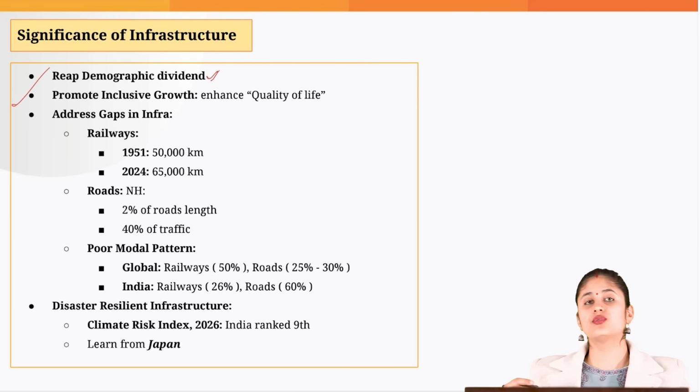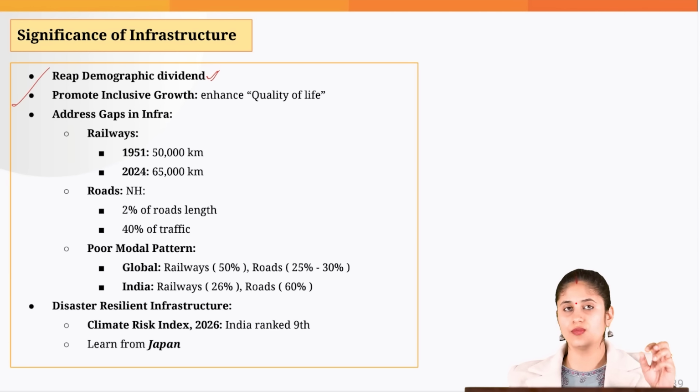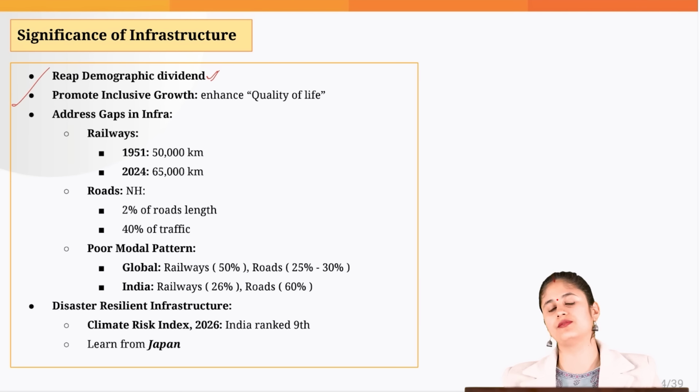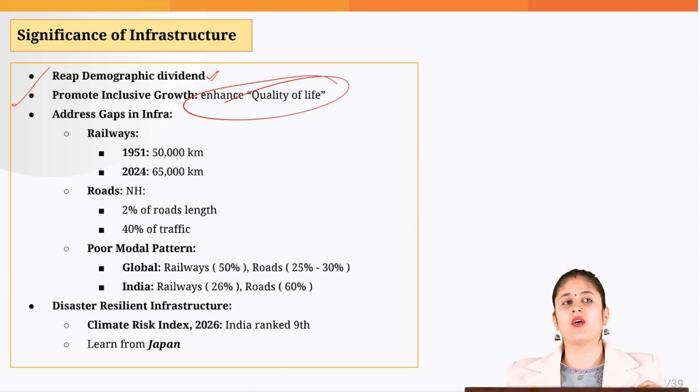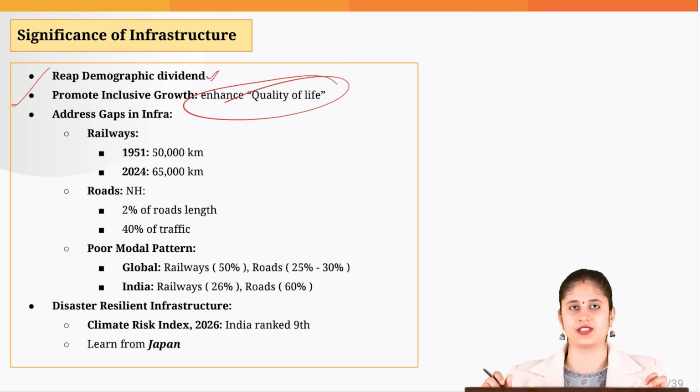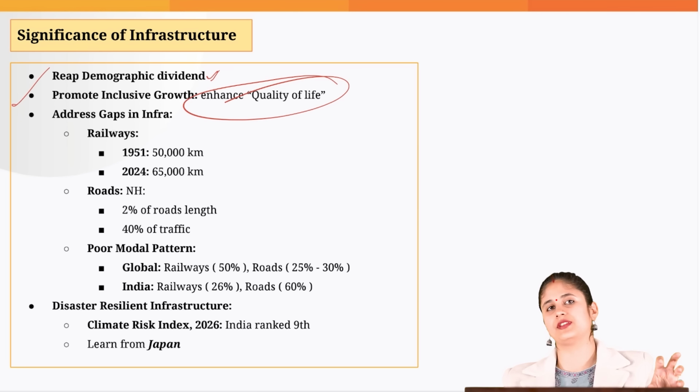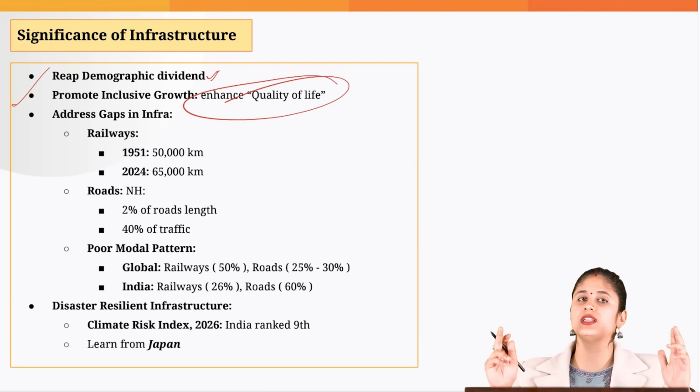Then, in order to realize the idea of inclusive growth also, we should increase the investment in infrastructure, because it helps in enhancing the quality of life. Now, how are these two things related? Normally, when we think about infrastructure, what comes to our mind? Only the physical infrastructure. But infrastructure is not limited to physical infrastructure. It also contains social infrastructure.